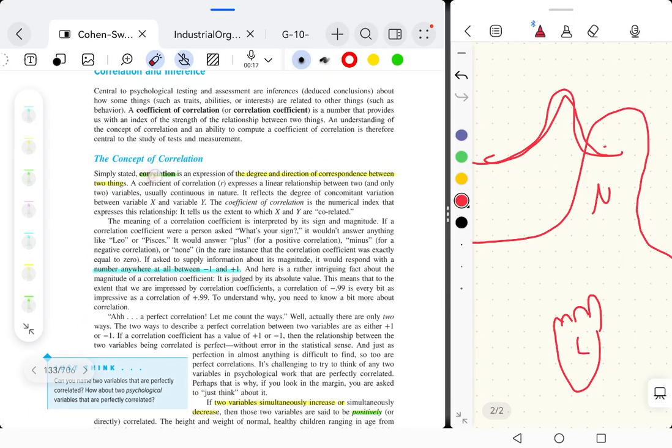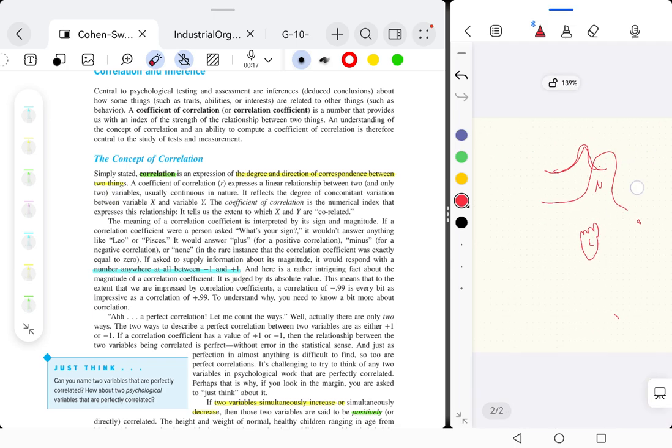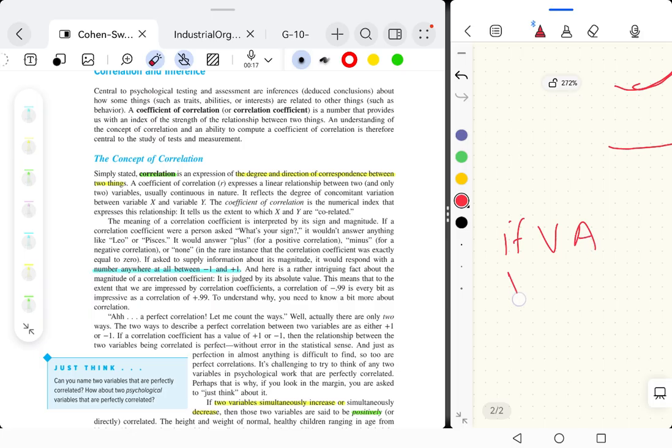So let's talk about the concept of correlation. Guys, we already know that correlation is the degree and direction of correspondence between two things. It doesn't mean that variable A causes variable B. It's not like if variable A, then variable B. It's not like that.